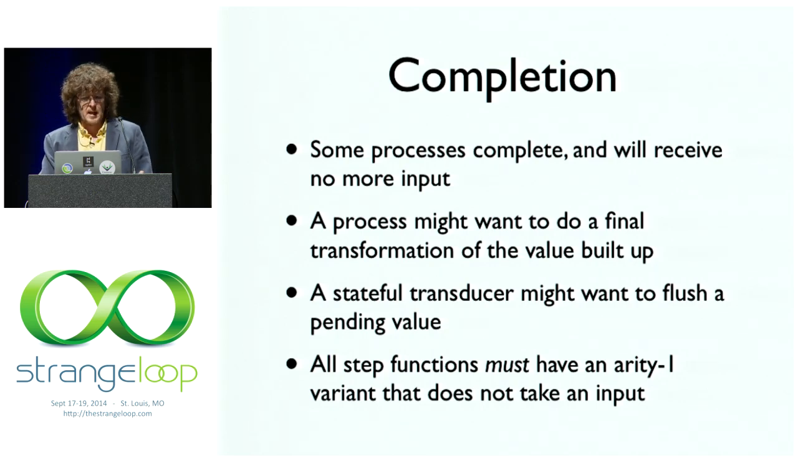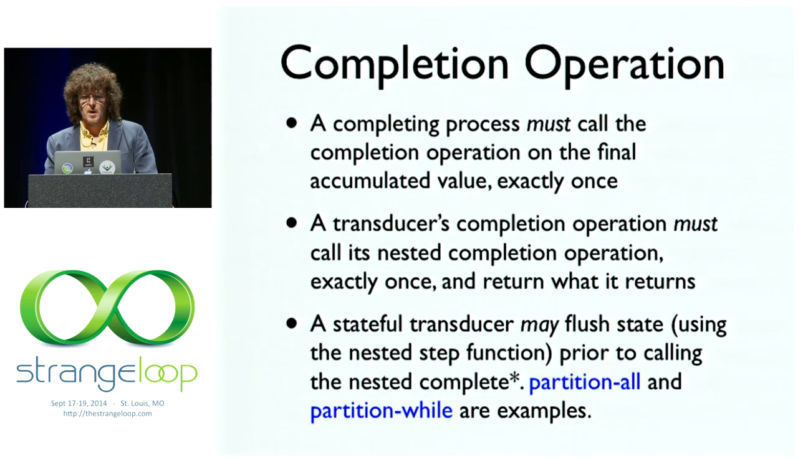In order to do that, the way that's implemented in the Clojure implementation of transducers is that all the step functions must have a second operation. Right? So there's the operation that takes a new input and the accumulated value so far and returns a new accumulated value or whatever. I mean, it's up to the process what the meaning of the black box is. But there must be another operation which takes just the accumulated value and no input. So an arity 1 operation. So that's required.